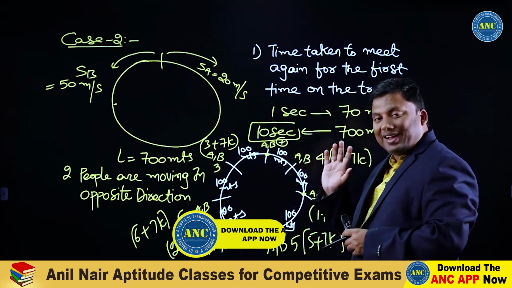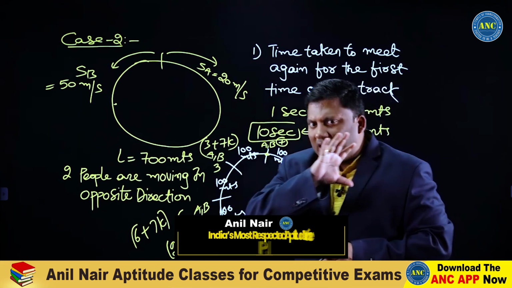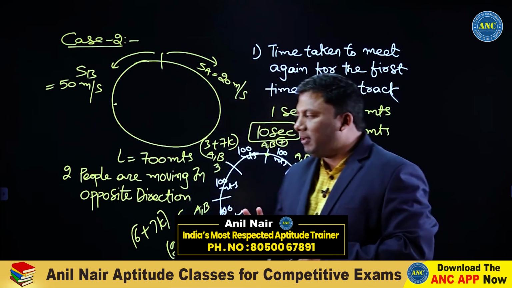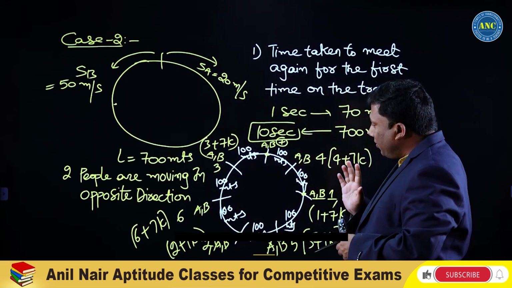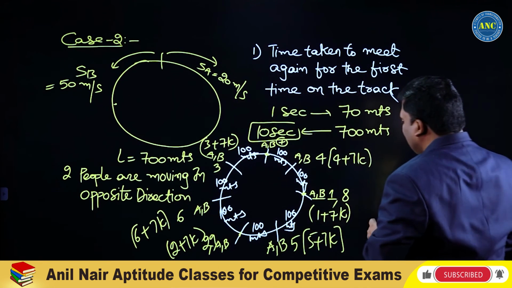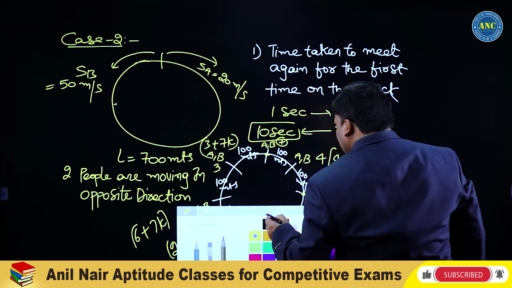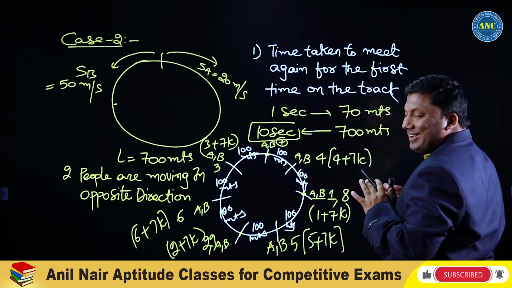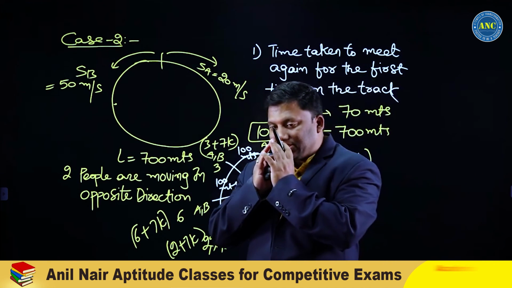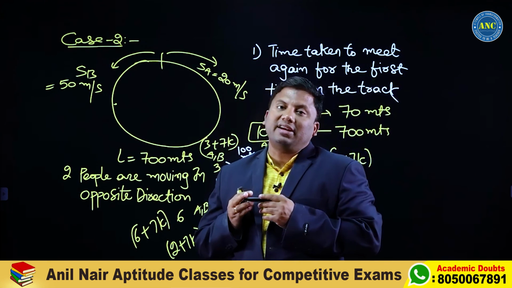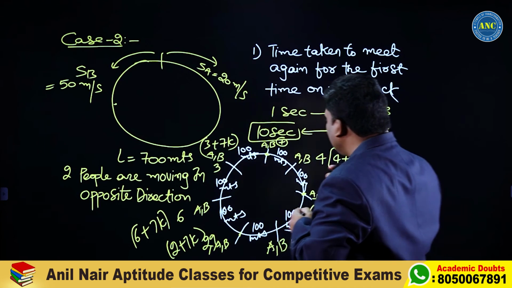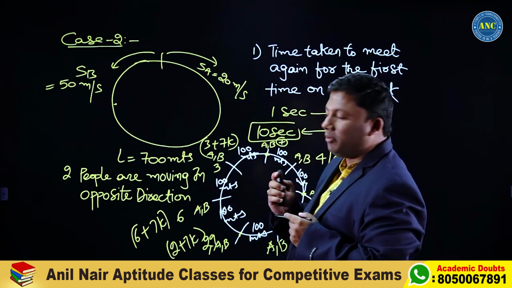So total, I hope the concept is very much clear to you. Number of distinct meeting points on the track is 7. Now second question. I hope the idea is clear, right? In circular tracks, the more you draw it, the better the clarity will be. First one, I hope it is clear.